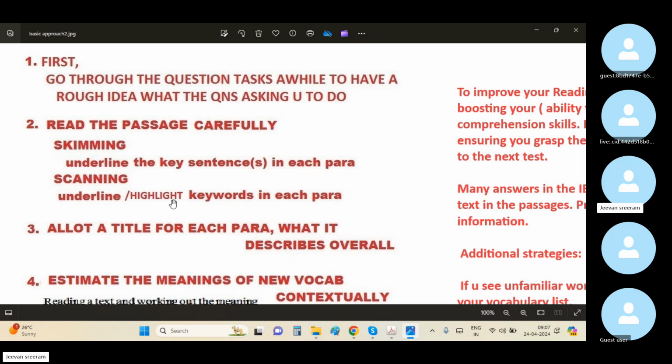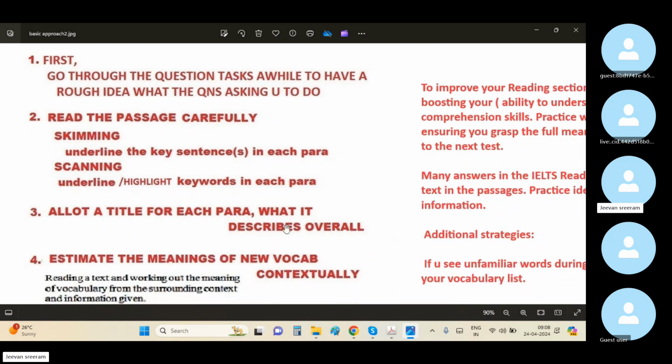You can underline with a pencil. Generally, you are never allowed to use anything other than a pencil to answer. To write down your details, they may allow you to use a pen, but to write the answers, that must be done with pencils only. Okay. Yeah.